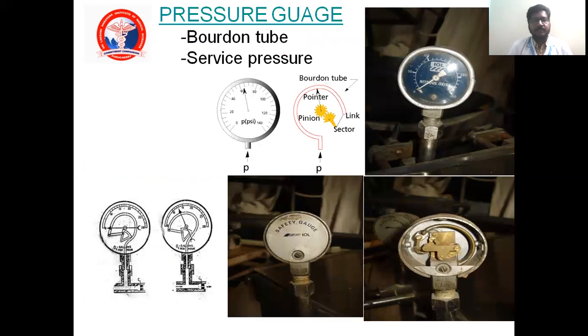This is a Bourdon pressure gauge. A Bourdon pressure gauge is a bent tube. It is a flexible tube which is bent in a circular shape, and as you can see here, this is a Bourdon pressure gauge of nitrous oxide, and this is the Bourdon pressure gauge. As you can see the posterior aspect of the Bourdon pressure gauge.